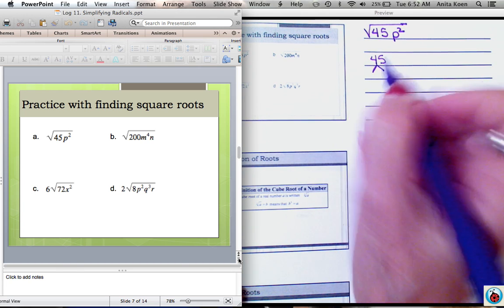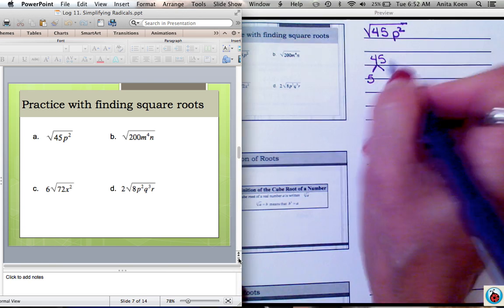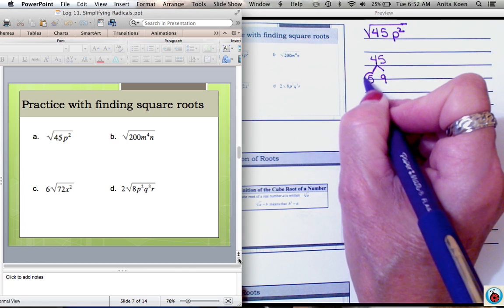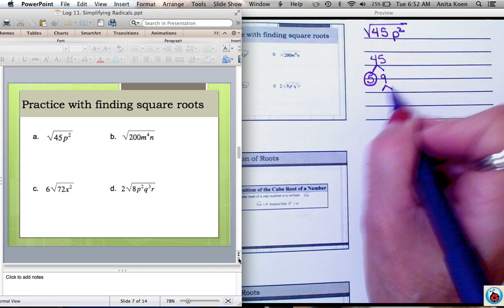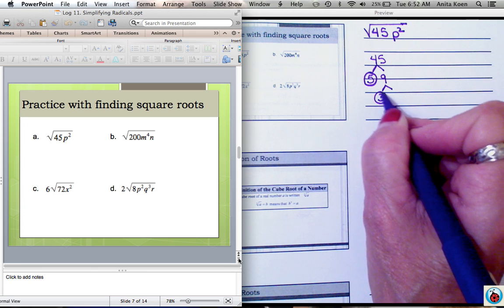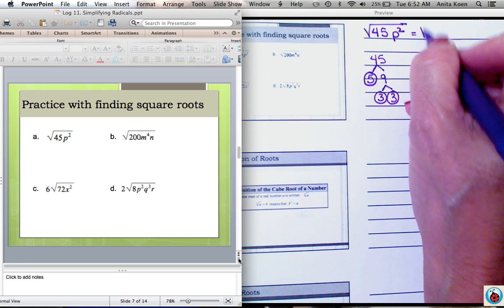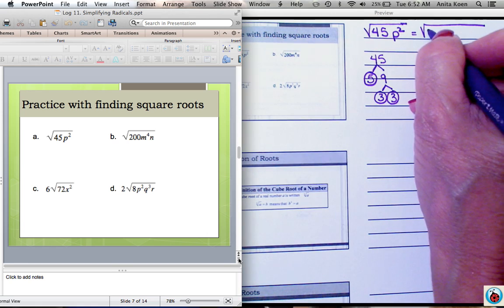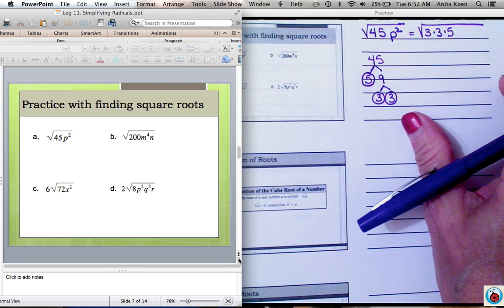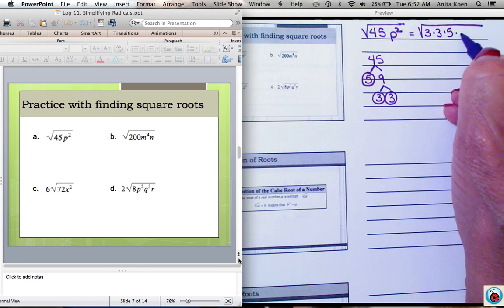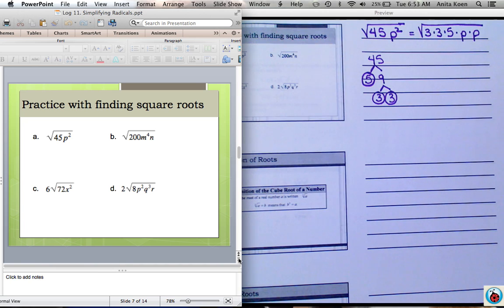Okay, 45. I know that 5 goes into 45, and I know 5 goes into 45 9 times. Now 5 is prime, so I'm going to circle it. 9 is not prime, so I know that I can factor it down further. So I have 3, which is prime, times 3. Now I have my prime factors for 45. 45 is 3 times 3 times 5. I just tend to put these in order from least to greatest. You certainly don't have to, but it might be helpful to you. And p squared can be rewritten as p times p.